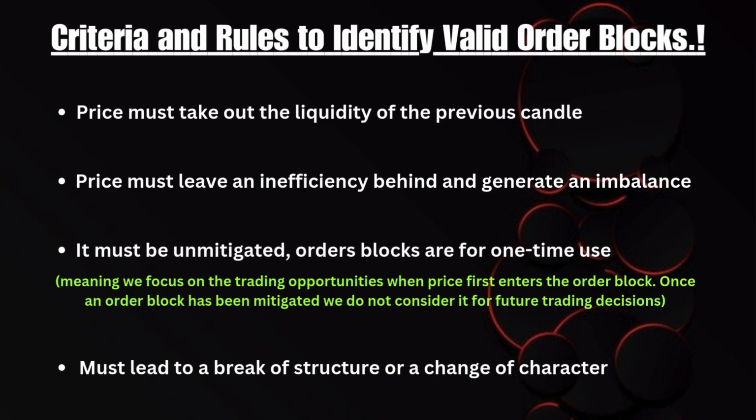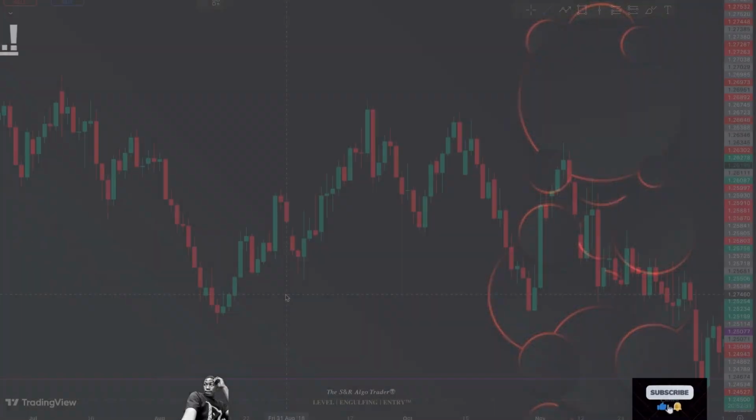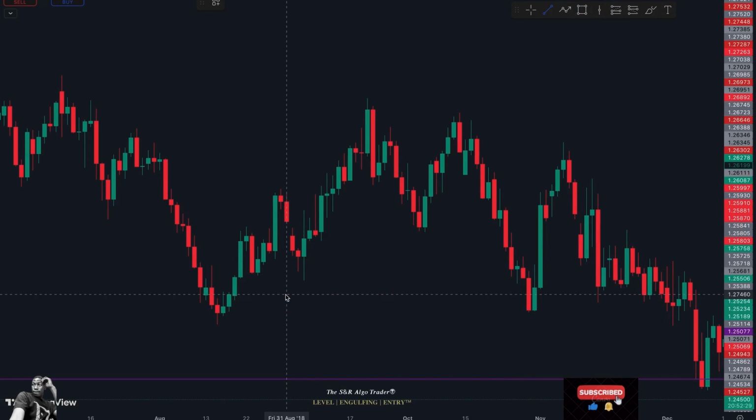And 4. It must lead to a break of structure. That is the very important part. A break of structure or a change of character spots a valid order block on the chart. So we have two types. I'll go over type 1, then I'll show you type 2 as well. So this is type 1, the regular one.